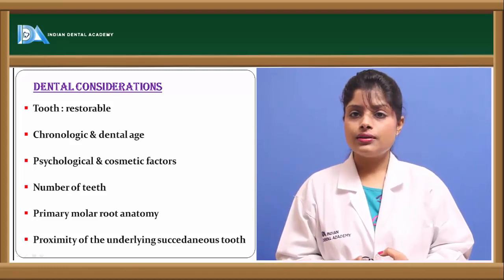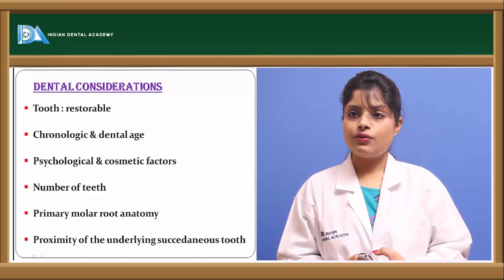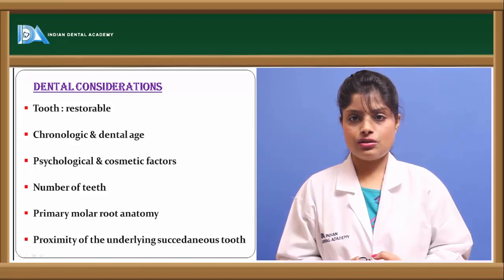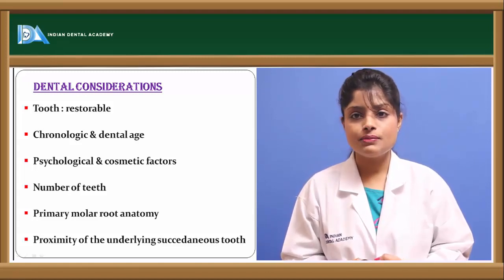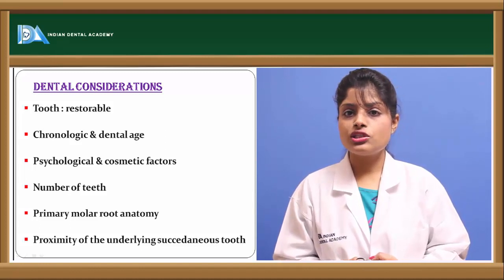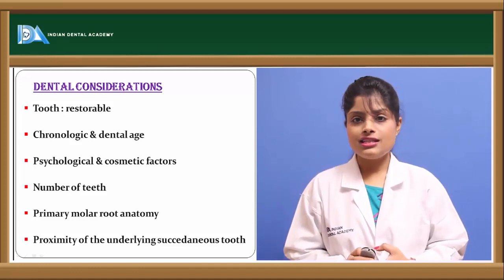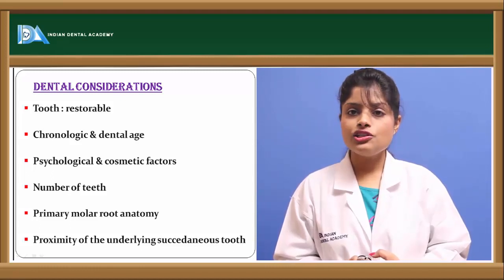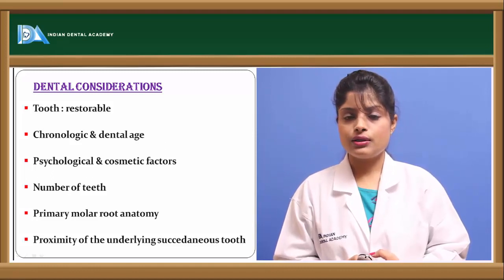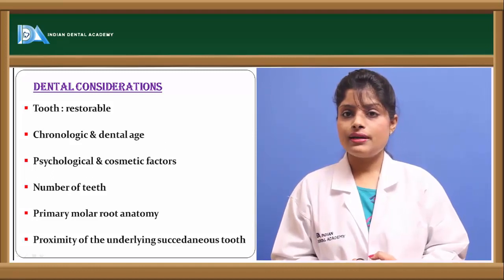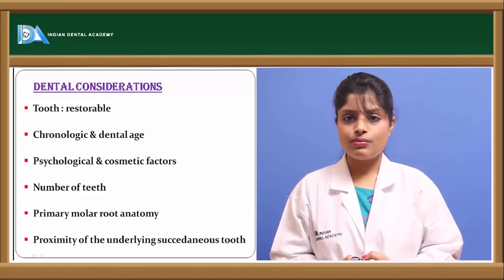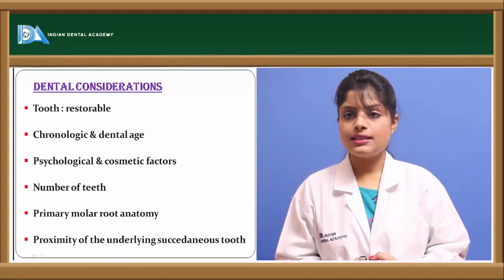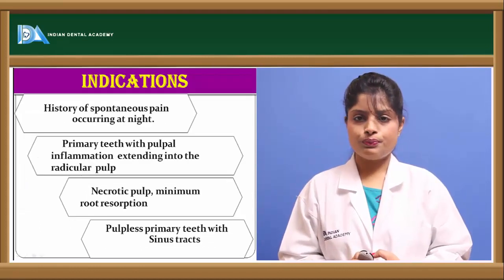present in the root, the chronology of the tooth, even the psychological and cosmetic factors of the patient, that it should be aesthetically acceptable and pleasing, the number of teeth which need to be pulpectomized, the anatomy of the roots. For example, we generally find ribbon-shaped canals of deciduous molars, and it is also dependent on the number of accessory canals present and the proximity of the permanent successor to the primary tooth.